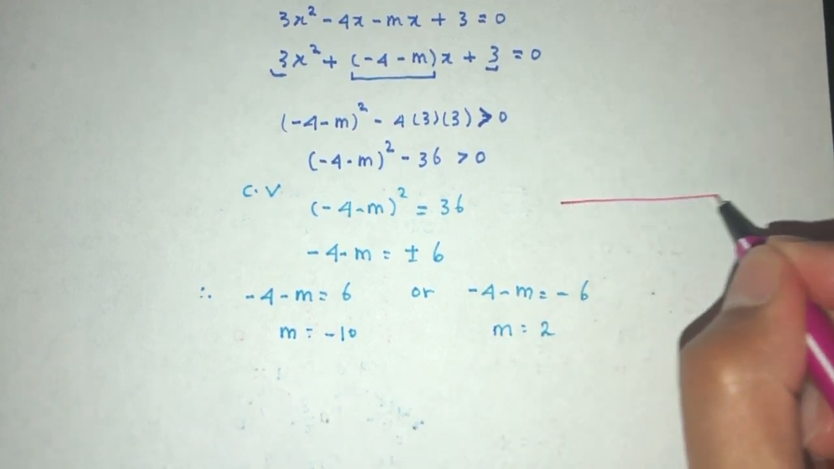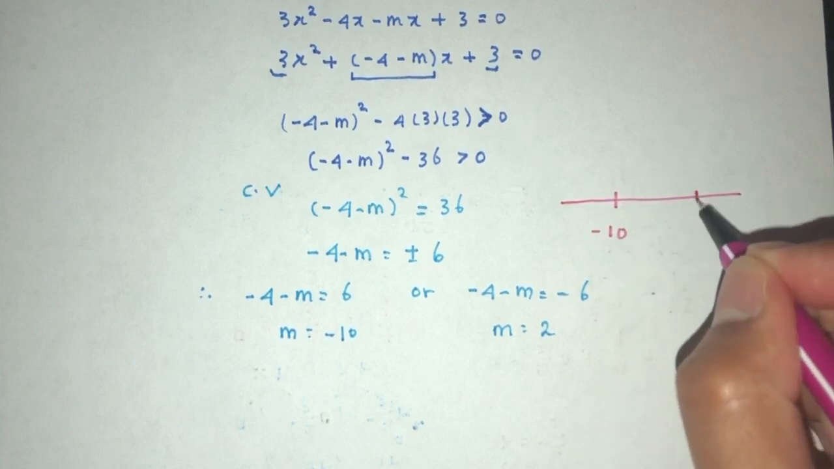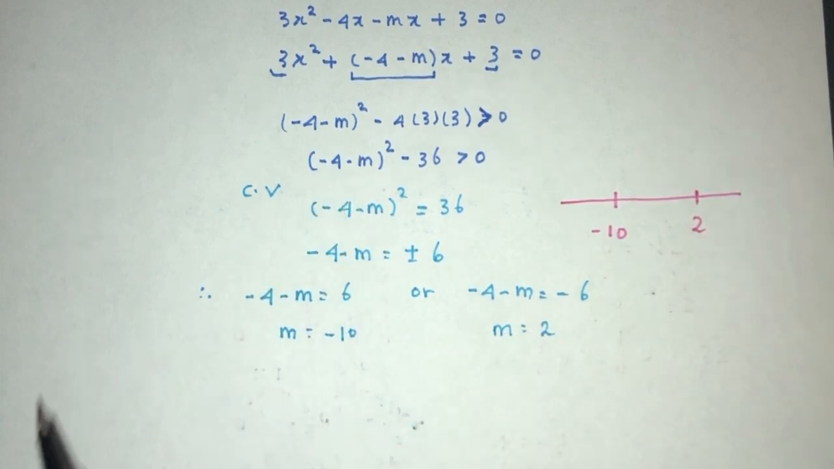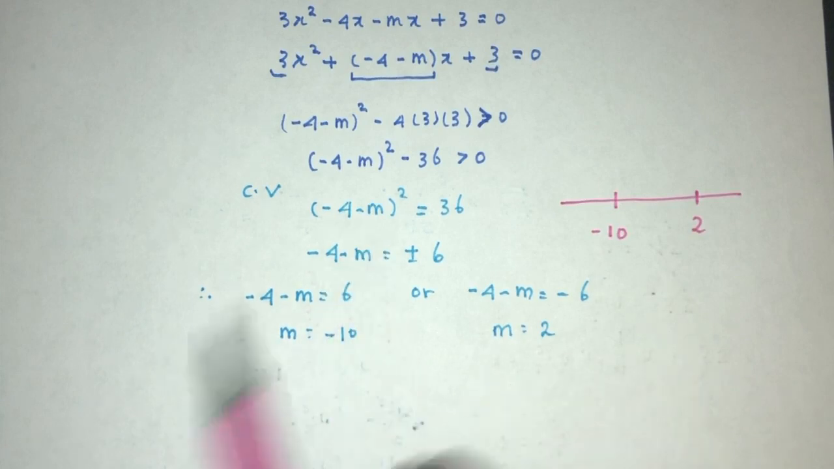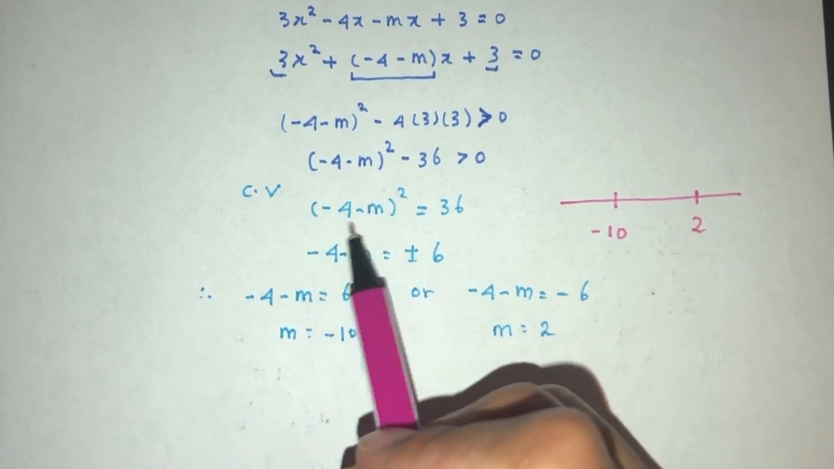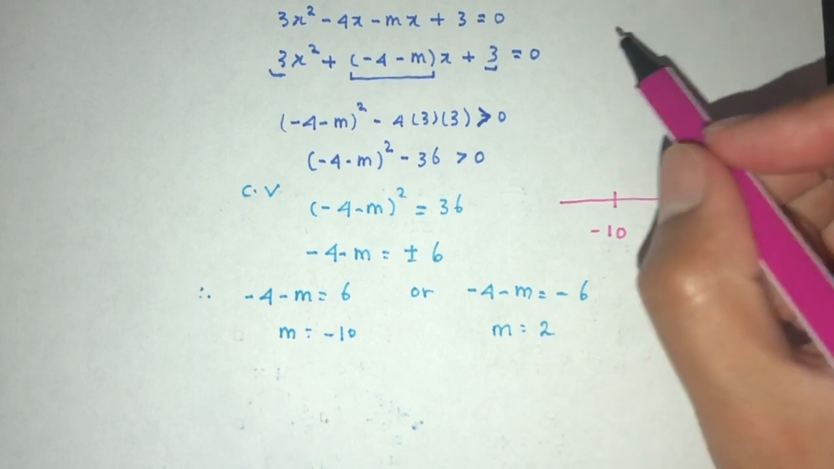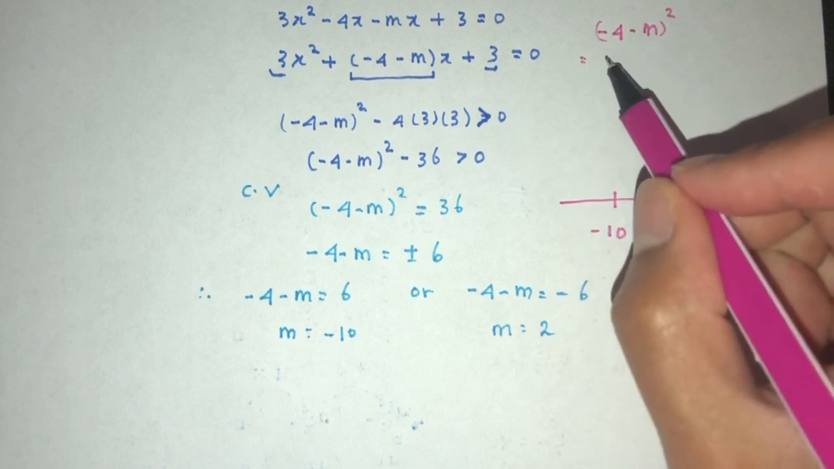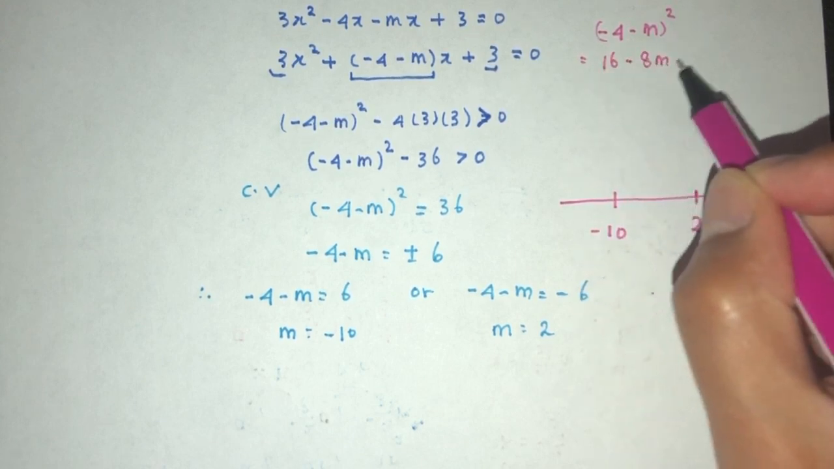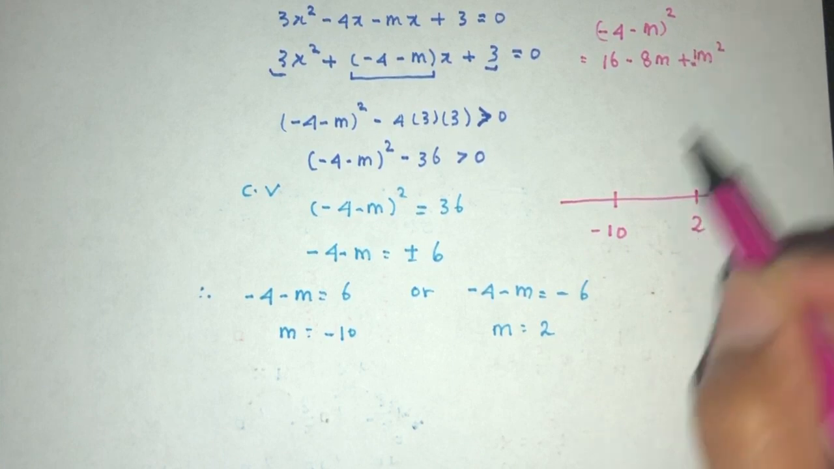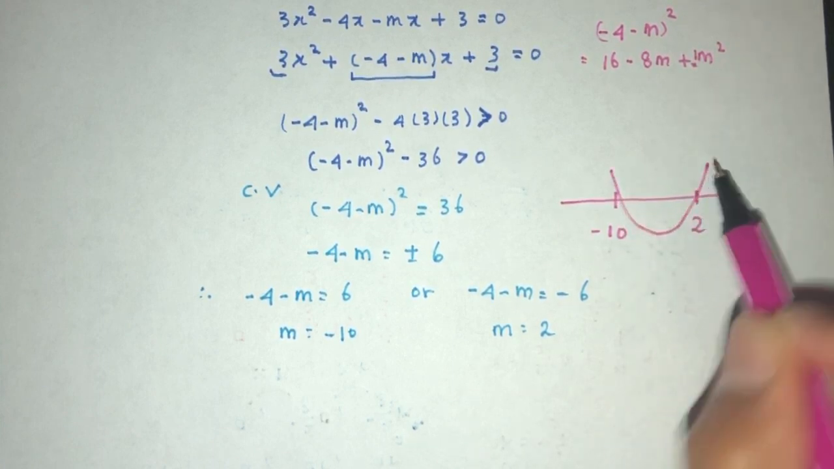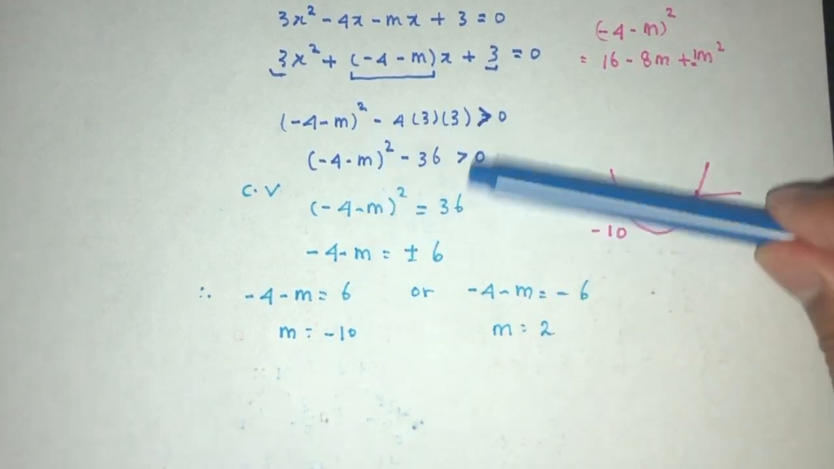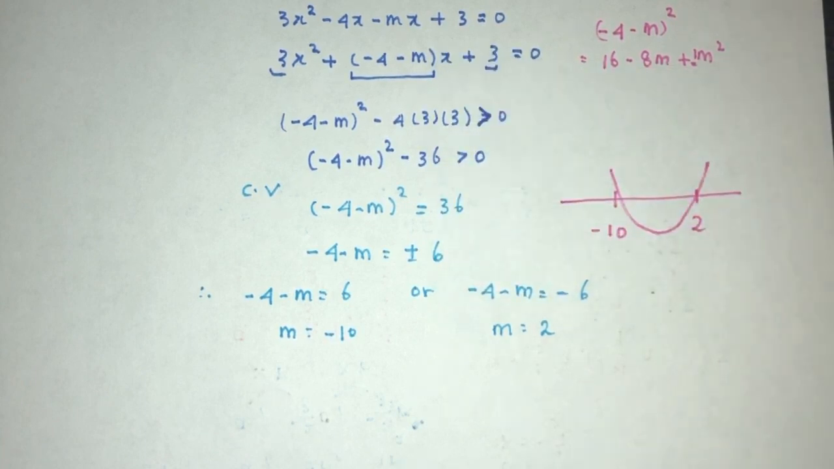Now as we can see, minus 10 is before 2, sorry. If you were to expand this, you will see the term in m squared will be positive, right? Let me expand this and show you guys. I have minus 4 minus m, squared. That will be 16 minus 8m plus m squared. Because it is positive here, the shape will be something like this, right? Now, we care about the values of m for which it is more than zero, which should be this one.